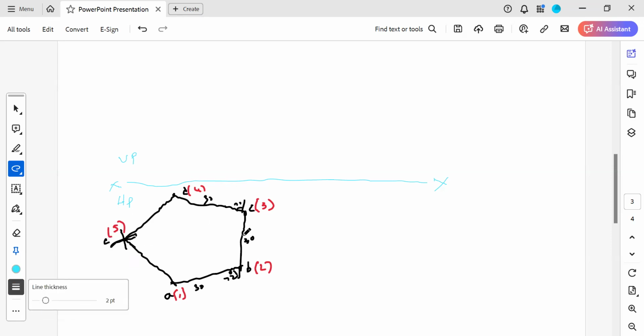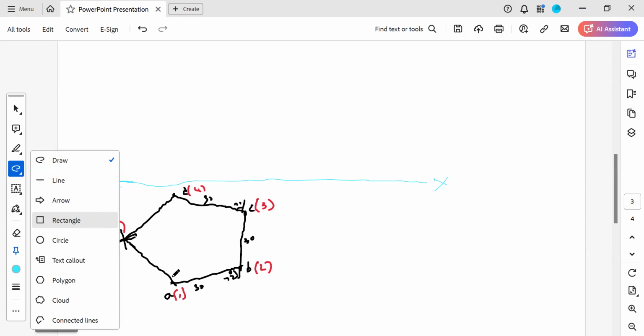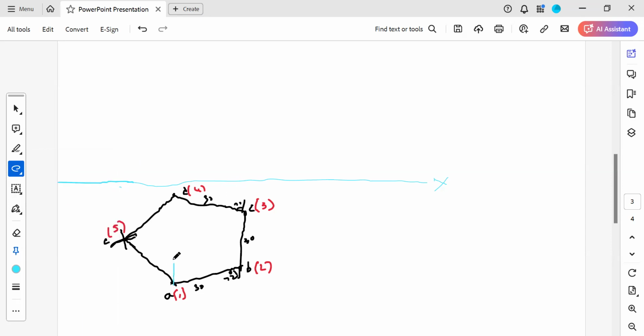We are taking the projections from each point. From A and D you take the projection. From B and C you take the projection. From E you take the projection, like this.